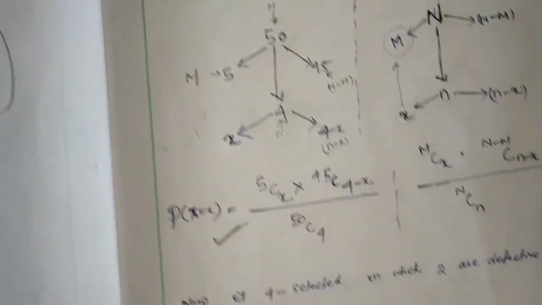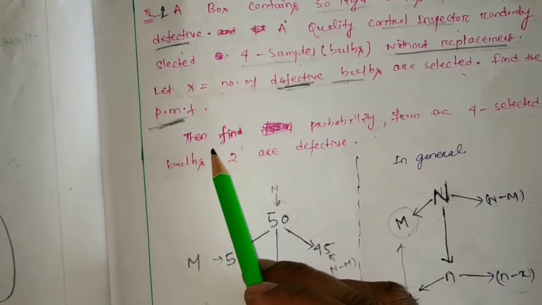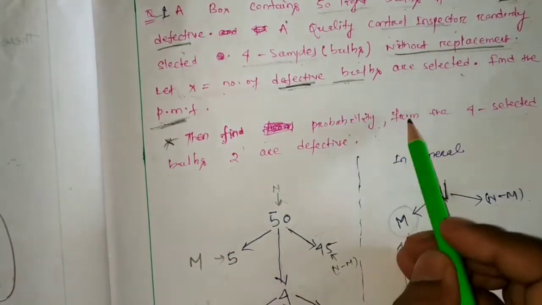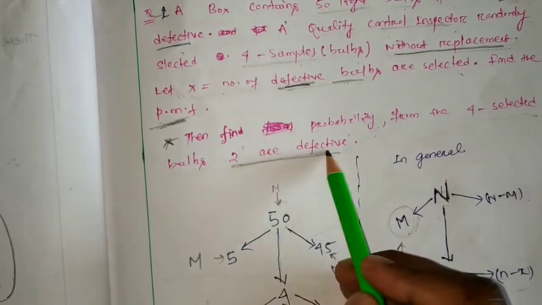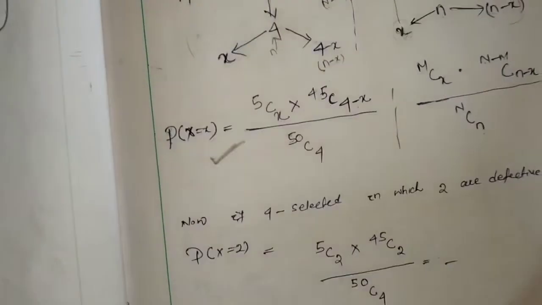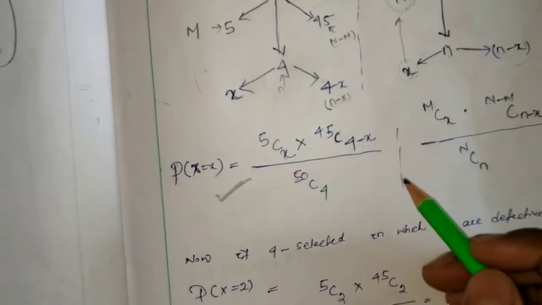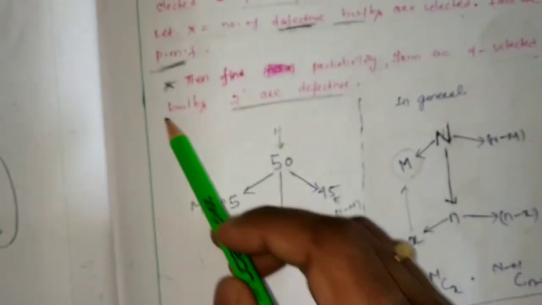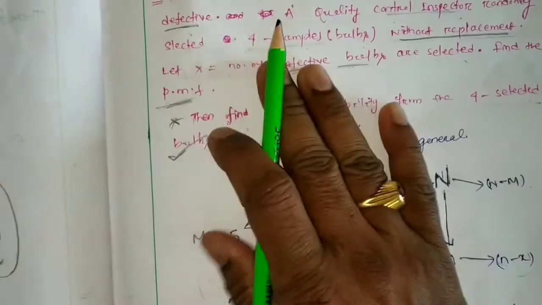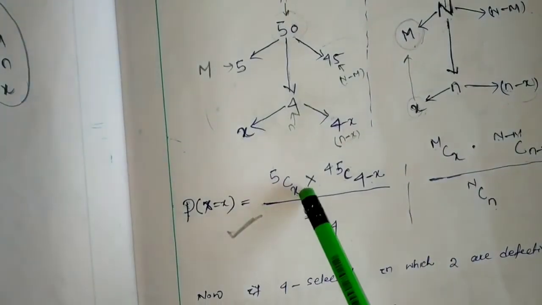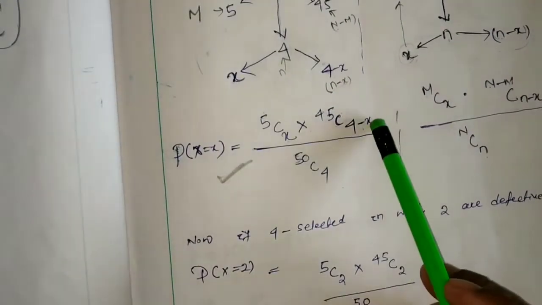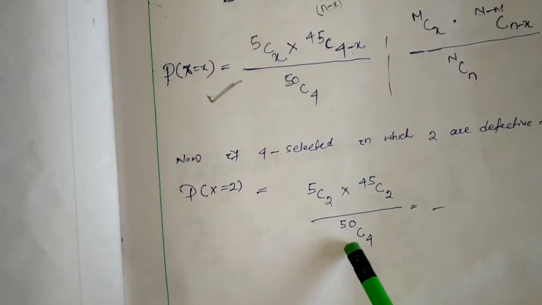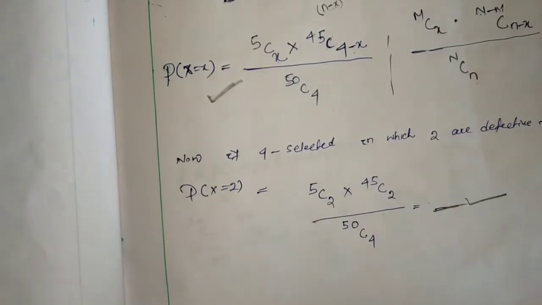Now, another question: find the probability that from the 4 selected balls, exactly 2 are defective. That means instead of x we have to write 2. So the answer of this question will be: instead of x we write 2, and 4 minus 2 will be 2. So 5C2 into 45C2 divided by 50C4. You just calculate the answer. This will be the required answer.